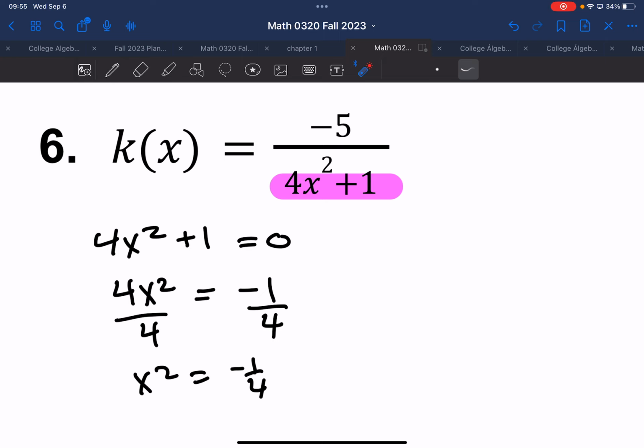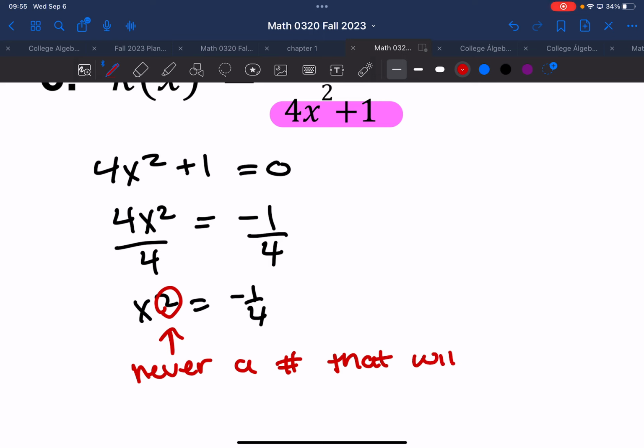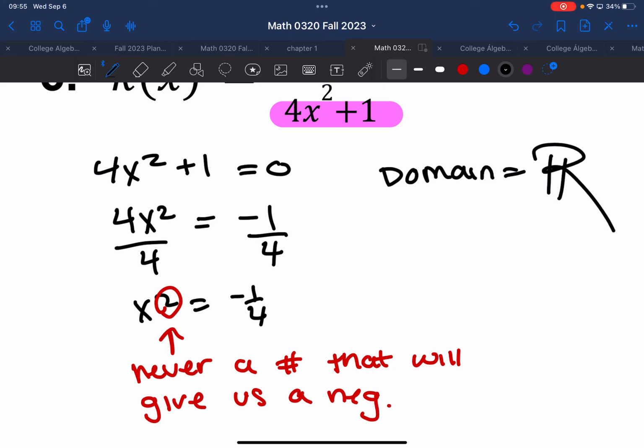Remember, if we see that square, that's related to what type of function? Quadratic. And what is always the domain of a quadratic? All real numbers. And I will write that out. Never a number that will give us a negative. So the domain is all real numbers.